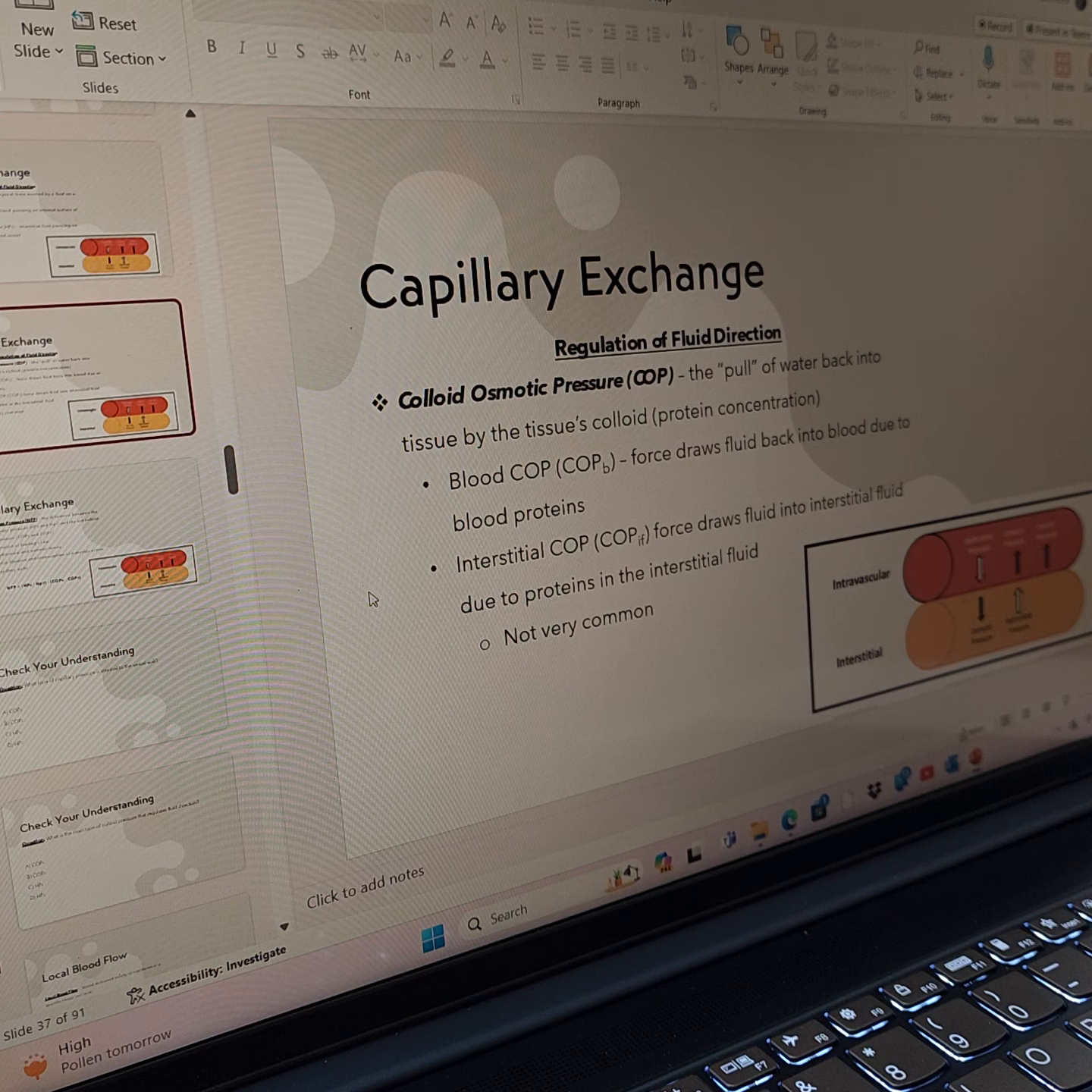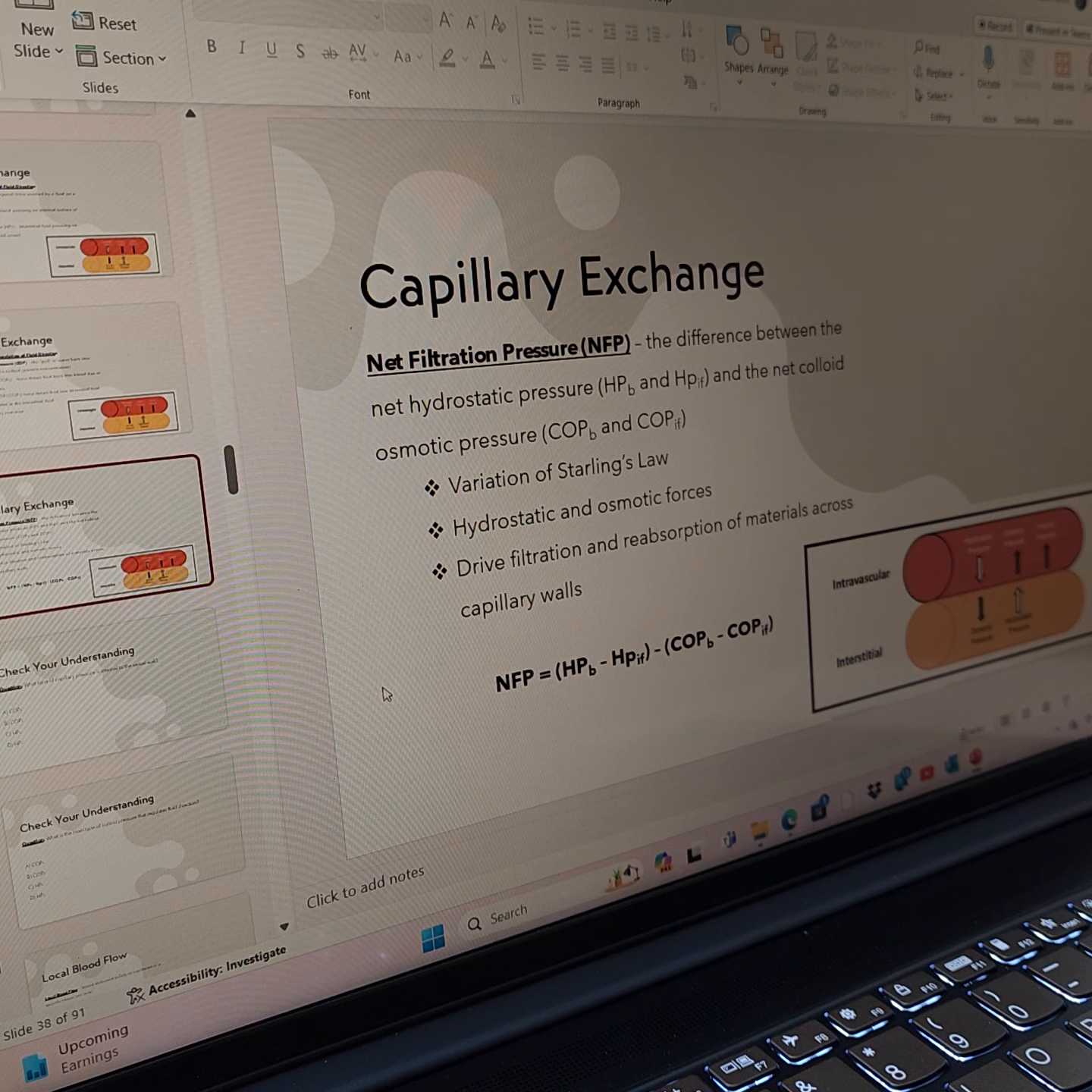And then we get into the colloid osmotic pressure. This is the pull of water back into the tissue by the tissue's colloid protein concentration. This will be listed as the blood COP, so COPB. Again, colloid osmotic pressure for the blood protein, COPB. This force draws the fluid back into the blood due to blood proteins. Interstitial again, IF, interstitial COP. The force draws fluid into interstitial fluid due to the proteins in the interstitial fluid. This is not very common.